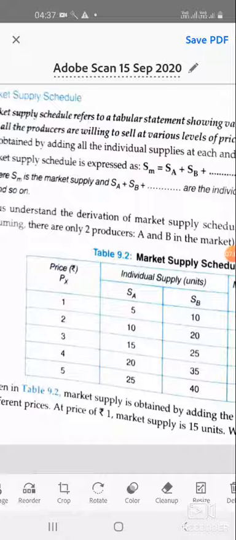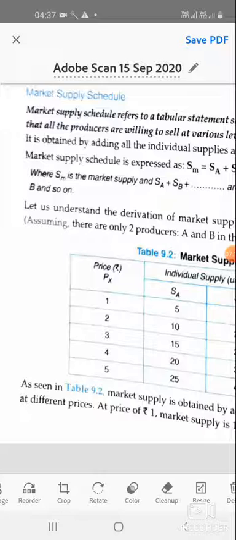Again, you will observe one more thing here. Whether it is an individual supply or a market supply, with the increase in the price of the commodity, the supply of the commodity increases. With the increase in price, supply also increases.